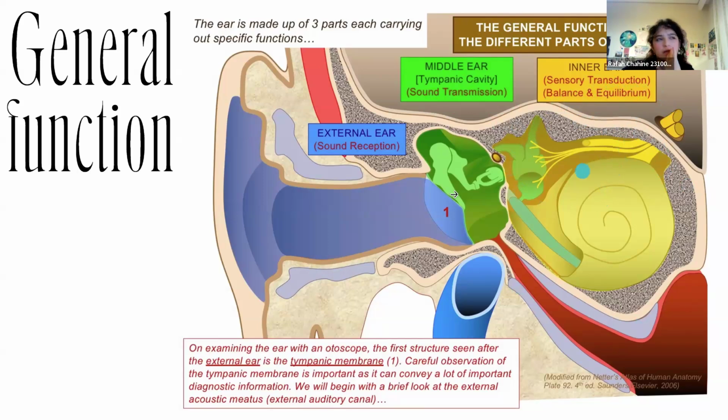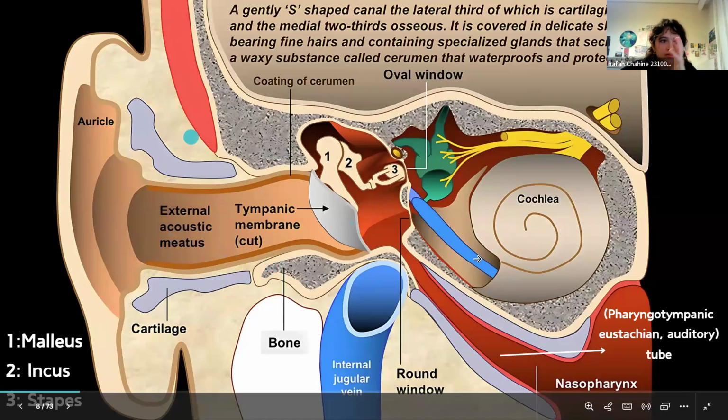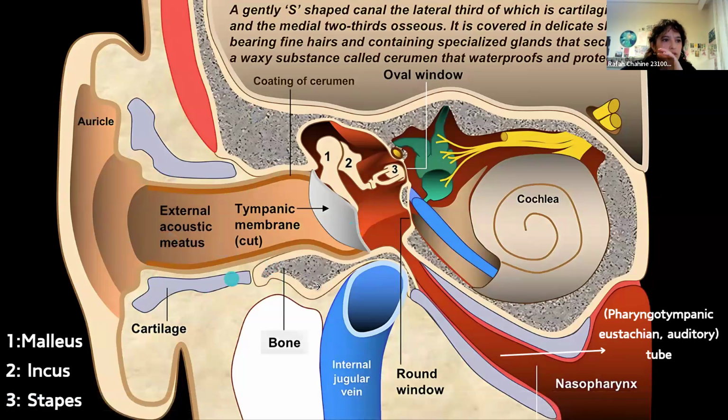Okay? So that's it. Now, for the middle ear, this is the beginning, right? I want us to look at everything written on this slide. We have the auricle. This is the cartilage. This is the bone. Outer 1/3 is the cartilage. Inner 2/3, or medial 2/3, is the bone. This is the external acoustic meatus. This is the tympanic membrane or the eardrum. After the eardrum or the tympanic membrane, we have the middle ear.